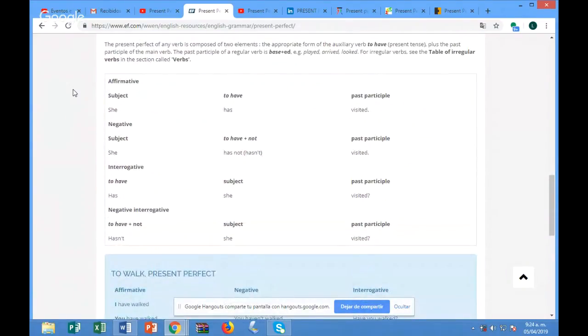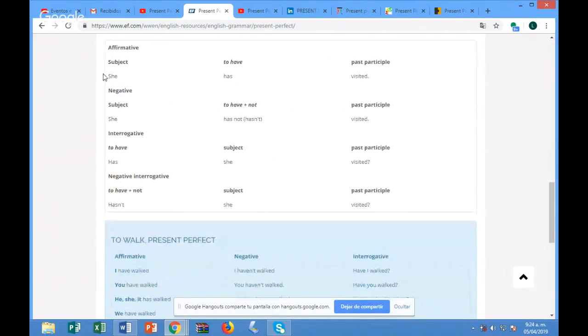So for forming the present perfect of any verb is composed of two elements. The appropriate form of the auxiliary verb to have plus the past participle of the main verb. The past participle of a regular verb is base plus ed. Played, arrived, looked. For irregular verbs, we have another kind of verbs after I will show you. Okay? In affirmative, we have the subject. In this case, it's a third person. We use has, okay? And the past participle. She has visited.